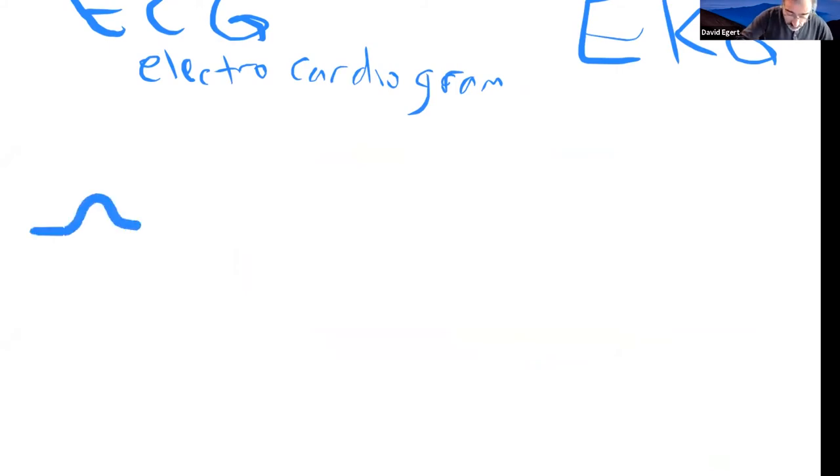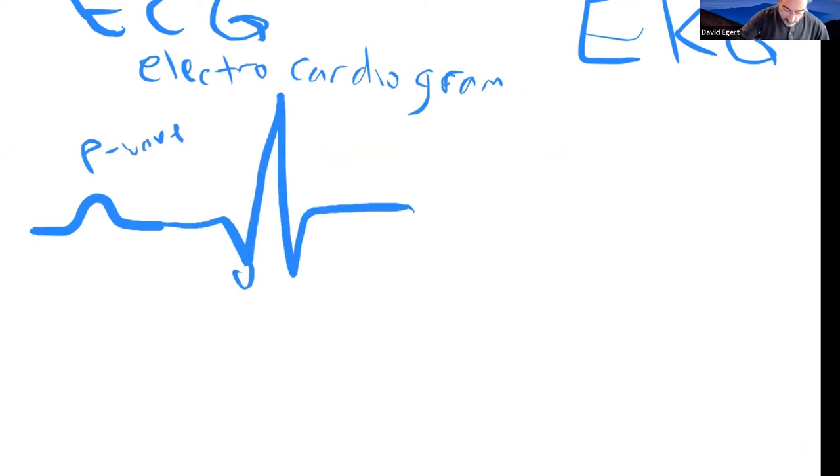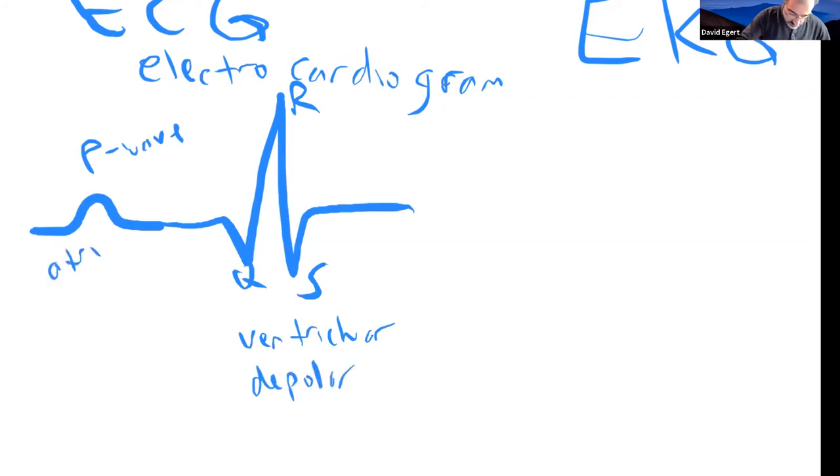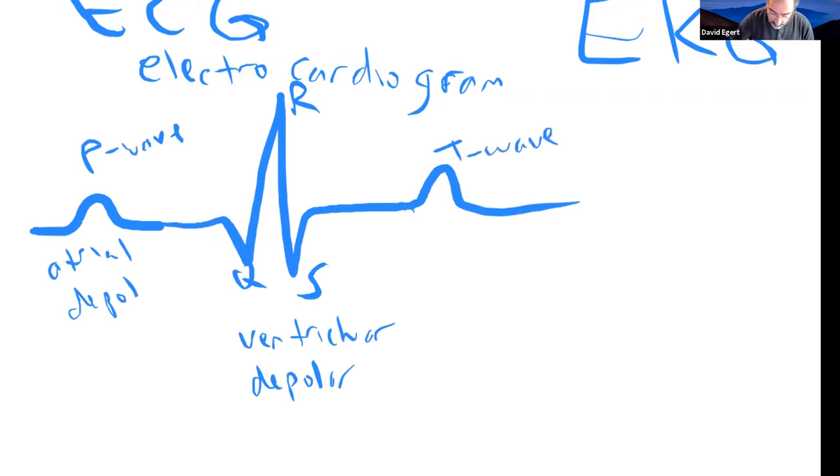Measure, there's the first wave, the P wave, which is going to be the atrial depolarization. The QRS wave, this is ventricular depolarization. And then there's a little dude, the T wave, which is ventricular repolarization.